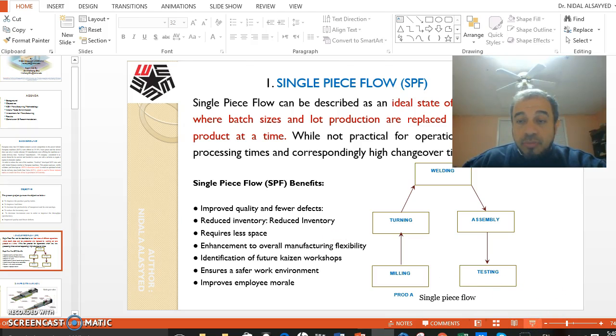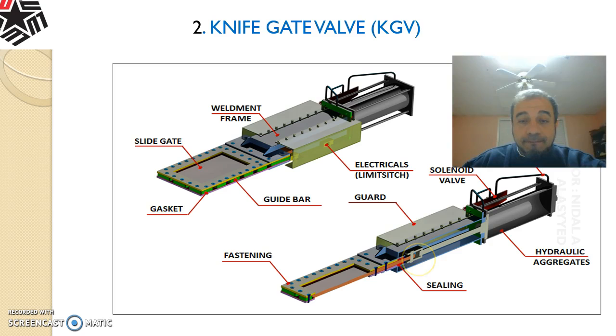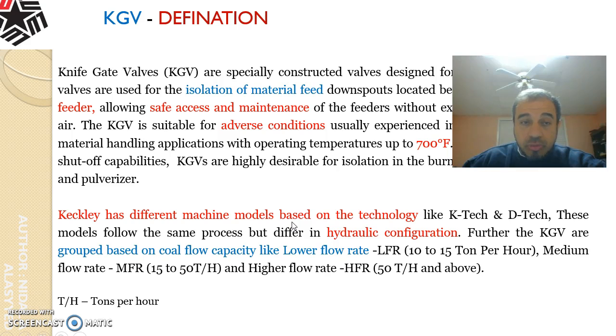For the knife gate valve, we showed in one of the slides the detailed components and the place of each operation. That shows the weldment part here, and the electrical portion, the hydraulics, the sealing, the fastening. All these operations need to be taken into consideration to improve the quality by reducing the time used in each workshop or in each station responsible for producing such a part.